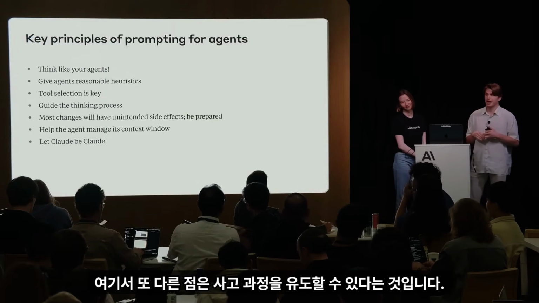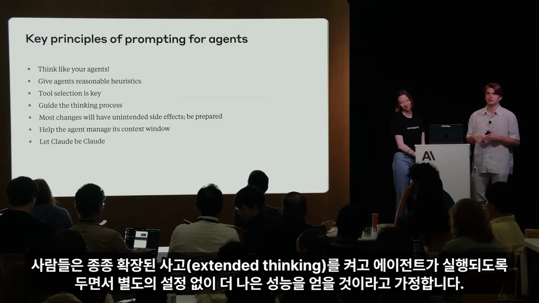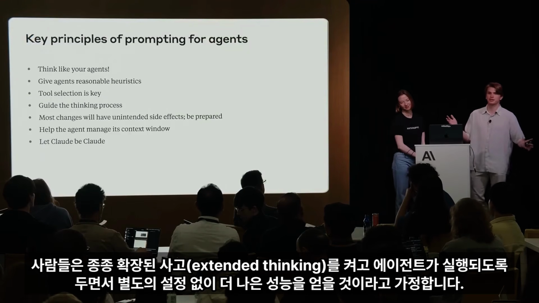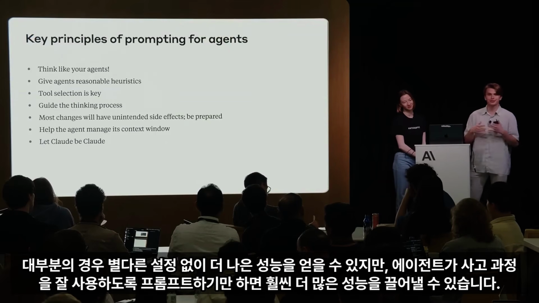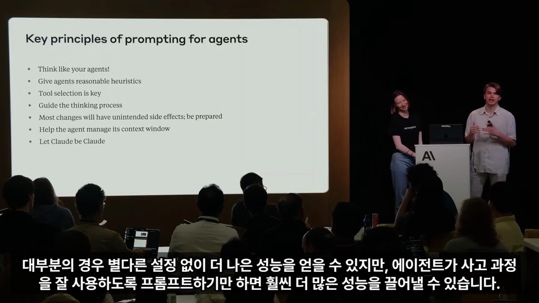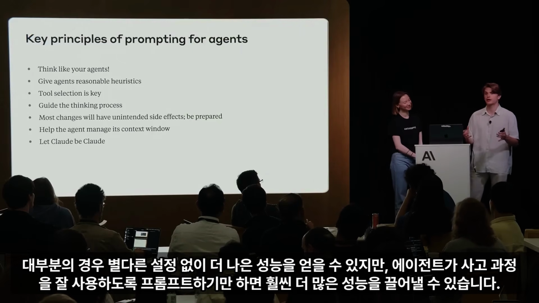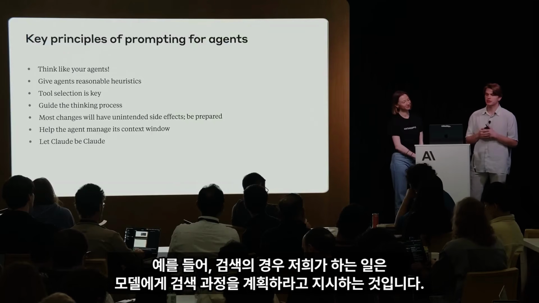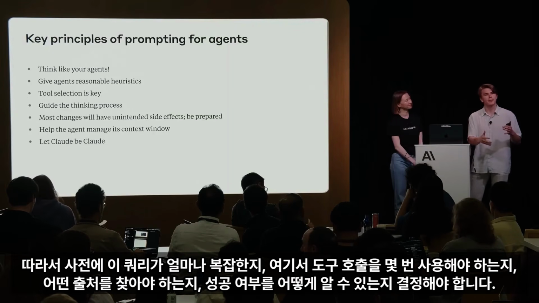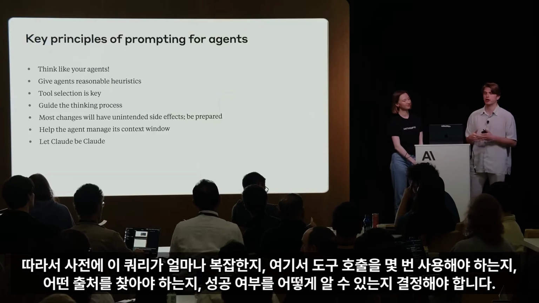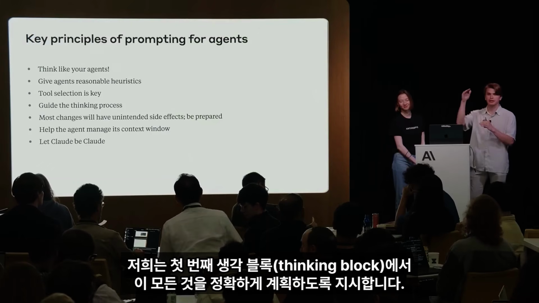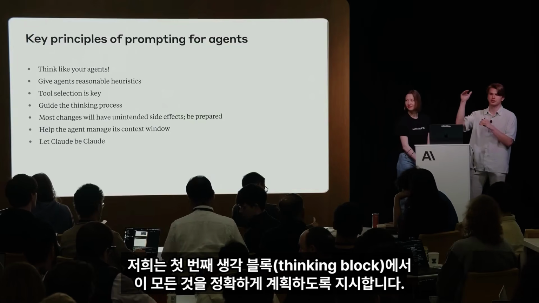Another point here is that you can guide the thinking process. So people often turn extended thinking on and then let their agents run and assume it will get better performance out of the box. Actually, that assumption is true. Most of the time, you will get better performance out of the box, but you can squeeze even more performance out of it if you just prompt the agent to use its thinking well. So for example, for search, what we do is tell the model to plan out its search process. So in advance, it should decide how complicated is this query, how many tool calls should I use here, what sources should I look for, how will I know when I'm successful. We tell it to plan out all these exact things in its first thinking block.